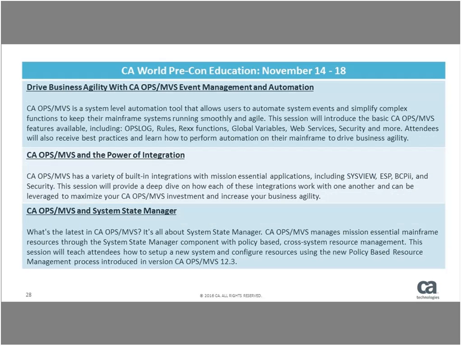And then we are going to go into all the various integration pieces in another class. So this is how ops can integrate with all kinds of other products and what you can do with those. And then the last one is going to be all around using System State Manager, setting things up and configuring your system and getting resources defined. So there will probably be more added for ops for CA World coming up, but those are the 3 that are definitely on the slate now.